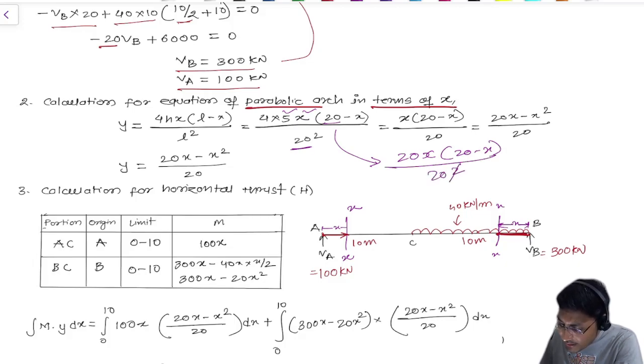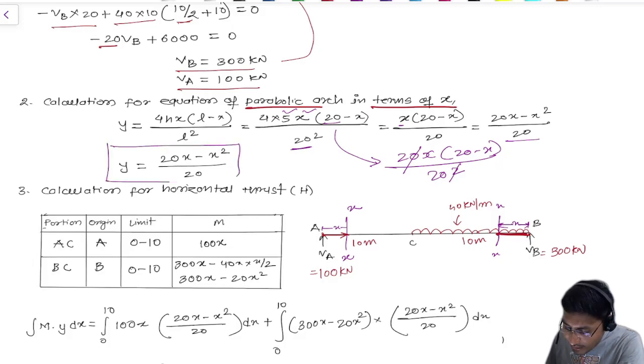So this square and this 20 will get cancelled. What will you have? You have x in bracket 20 minus x divided by 20. Now just multiply this x into the bracket. So it is 20x minus x square divided by 20. Got it? This is what we have. So we got the equation of the parabolic arch.